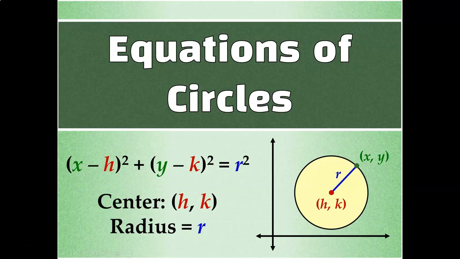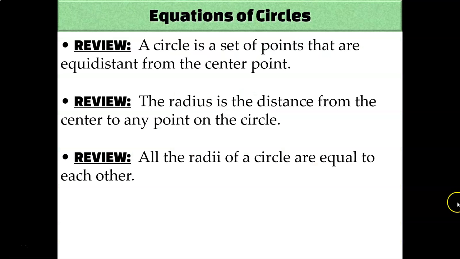Let's talk about how to write the equation of a circle and how to graph it in a coordinate plane. First, let's review the fact that a circle is a set of points that are all equidistant from a center point, and that the radius of any circle is the distance from its center to any point on the circle, which would mean that all of the radii in a circle are equal to each other.